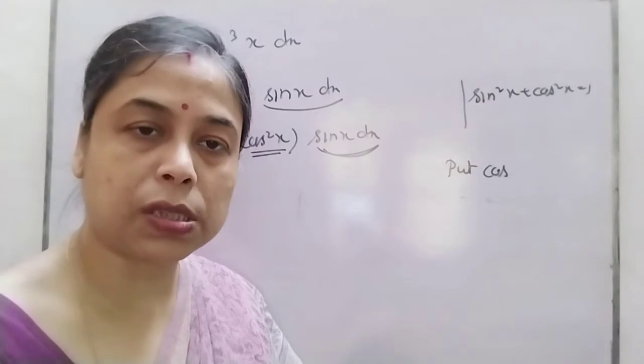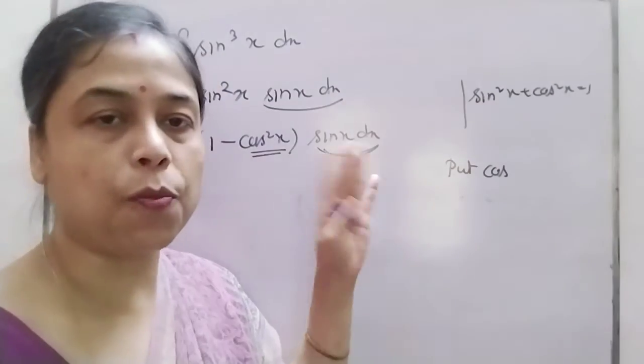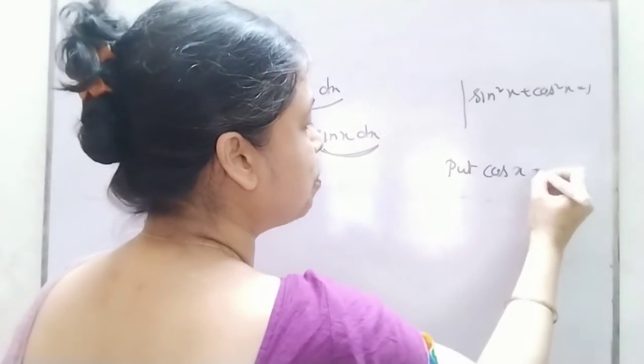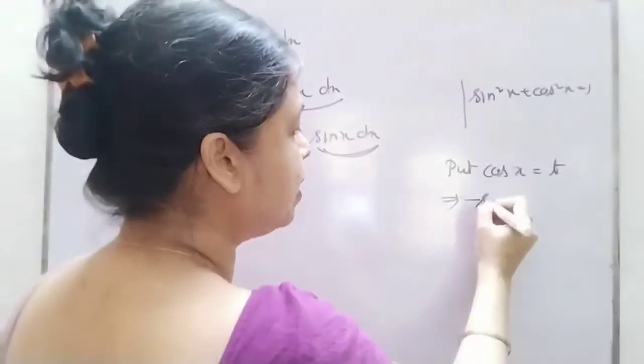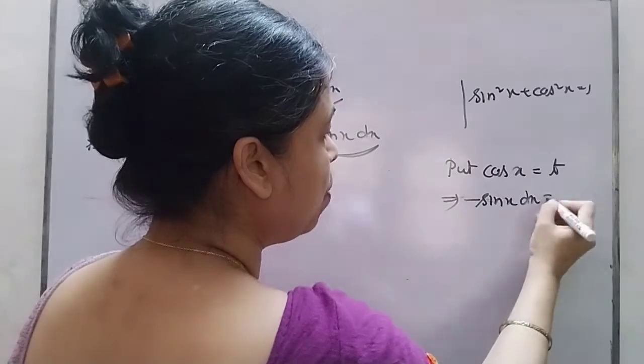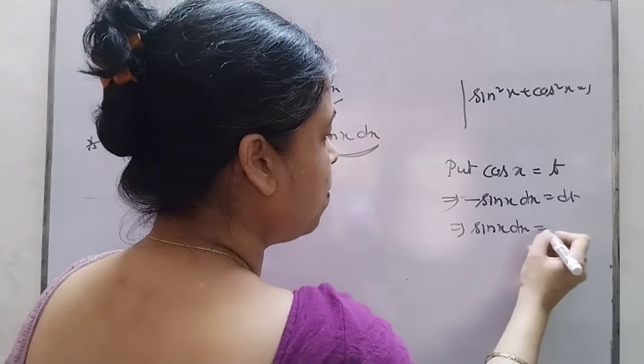Generally, when I put cos, I'll have sine, or when I put sine, I'll have cos. So whichever is there, you substitute its opposite. So, let us substitute cos x equal to t. The derivative of cos x is minus sin x dx equal to dt. I have skipped one step, hope you understand it. sin x dx equal to minus dt.